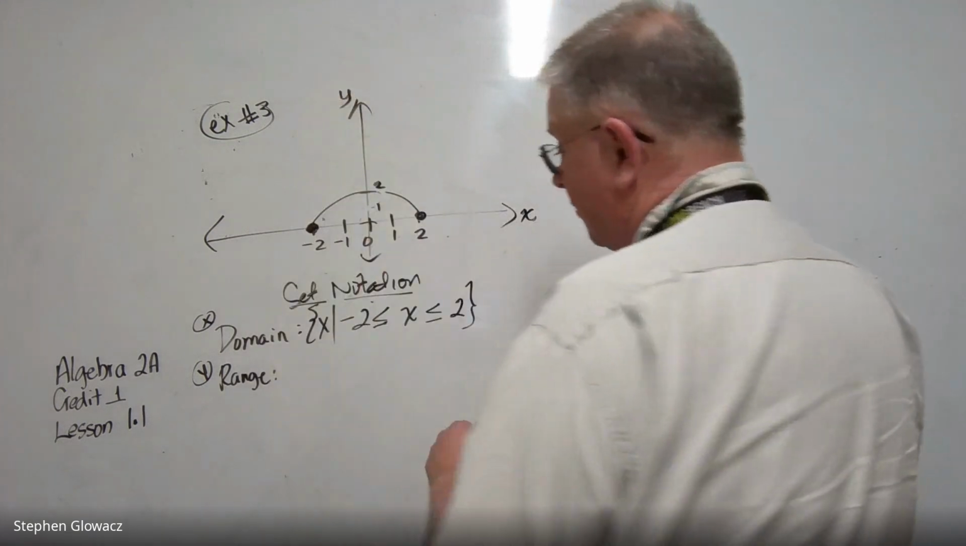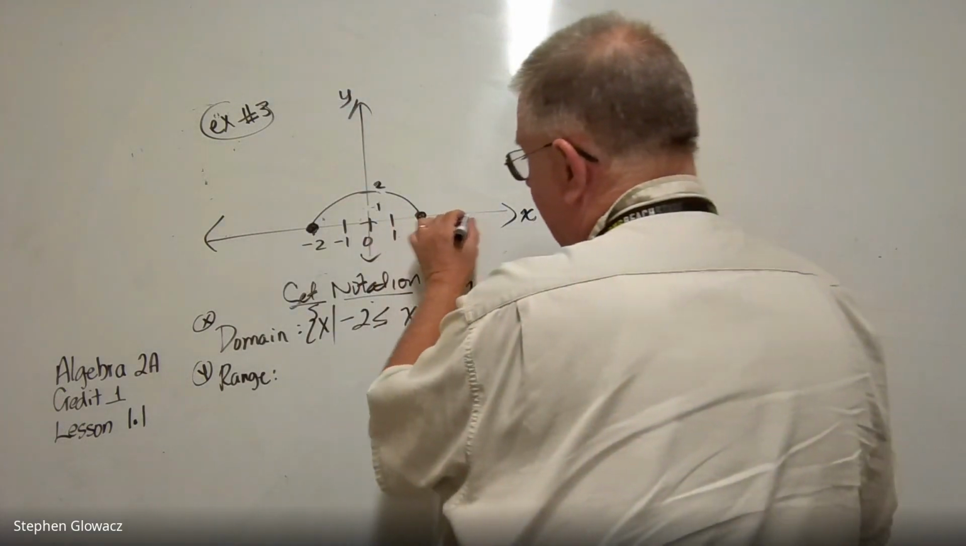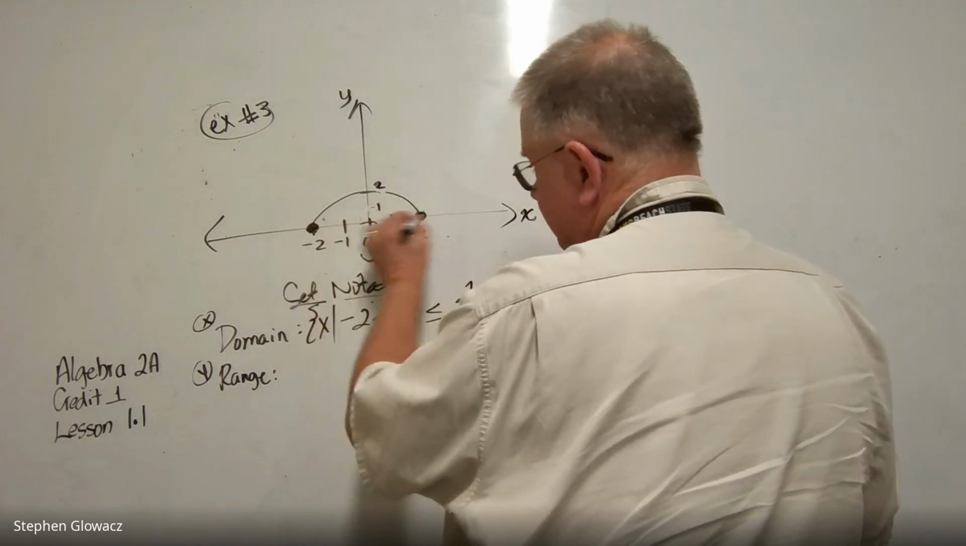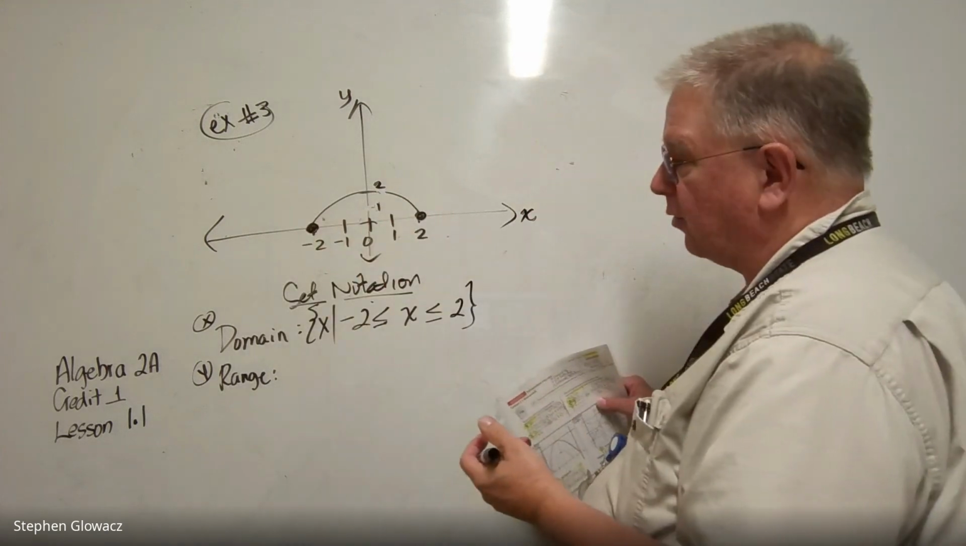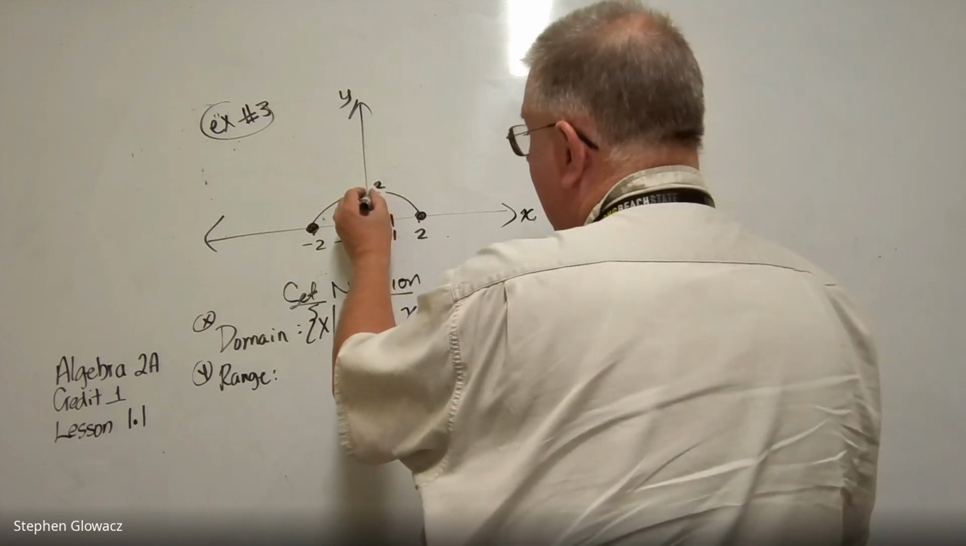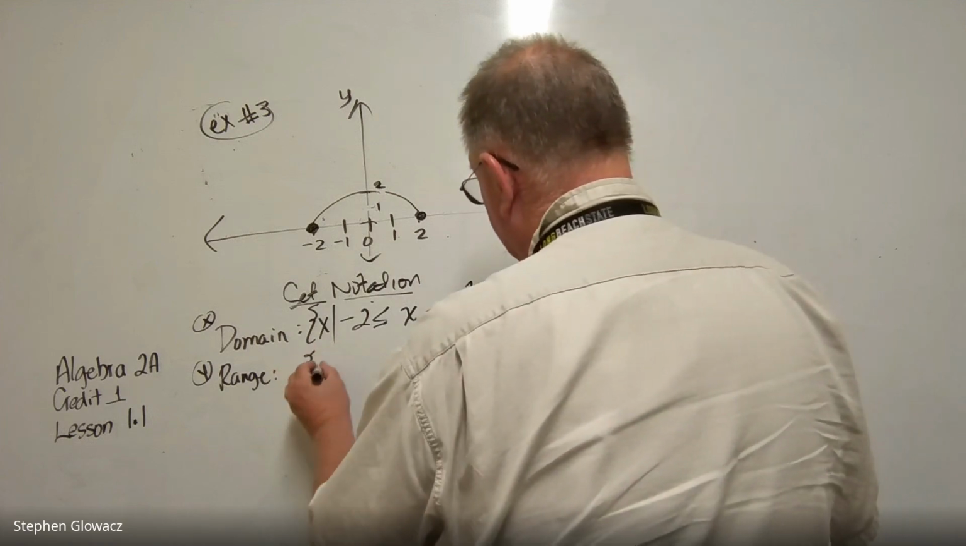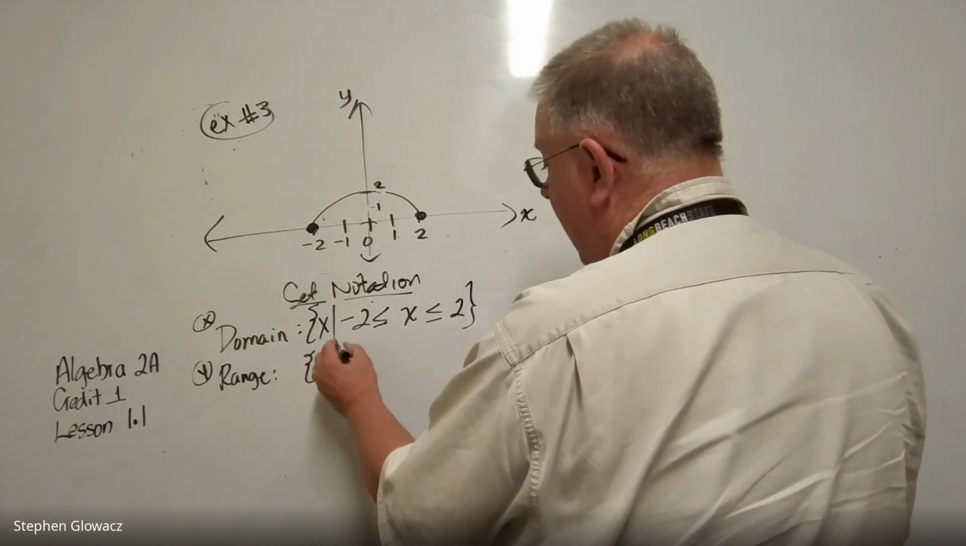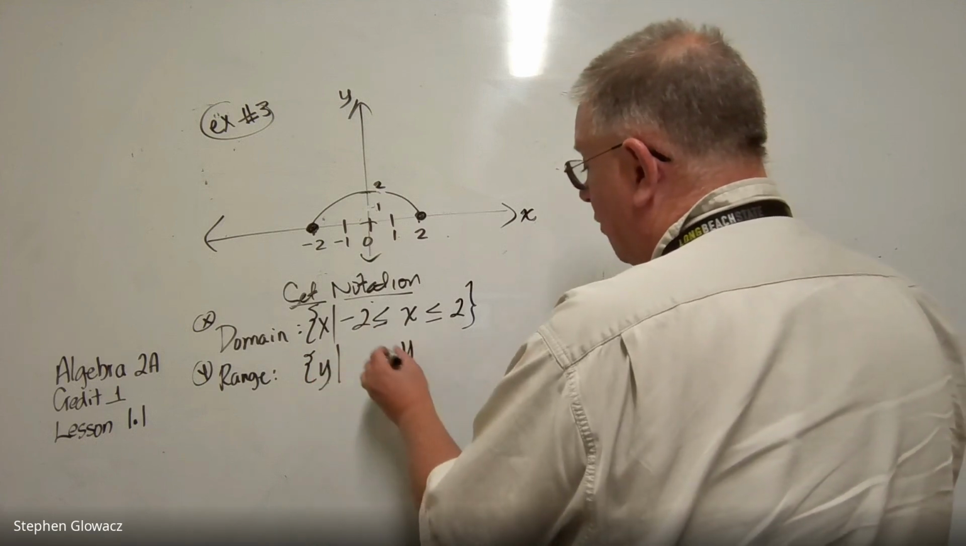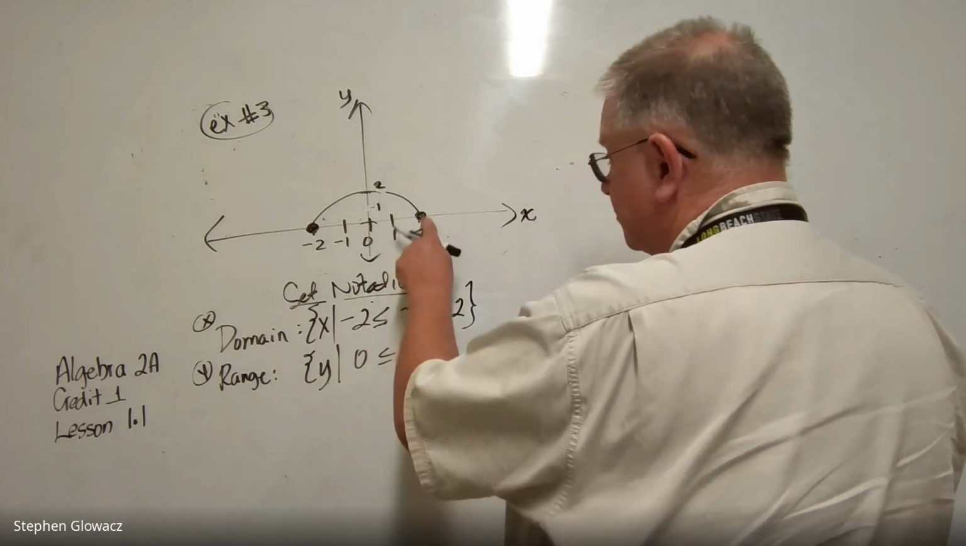So for the range, we can see the graph goes as low as 0 here, because remember on the x-axis, the y coordinate 0, and goes as high and does include +2. So the range, we would have the set of all y such that y is greater than or equal to 0, because we're including 0.